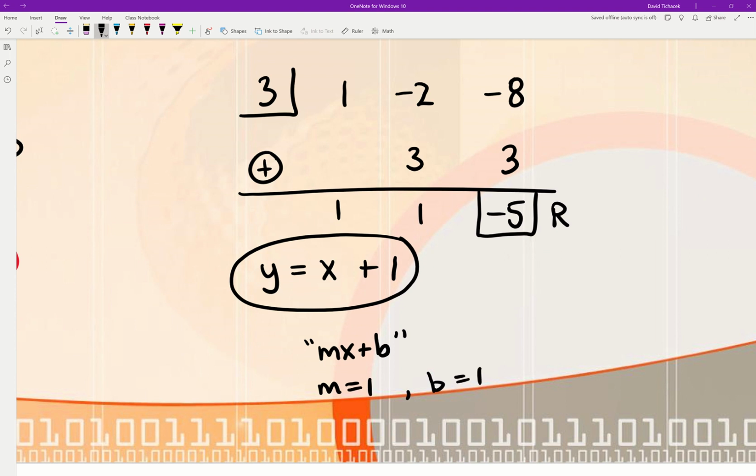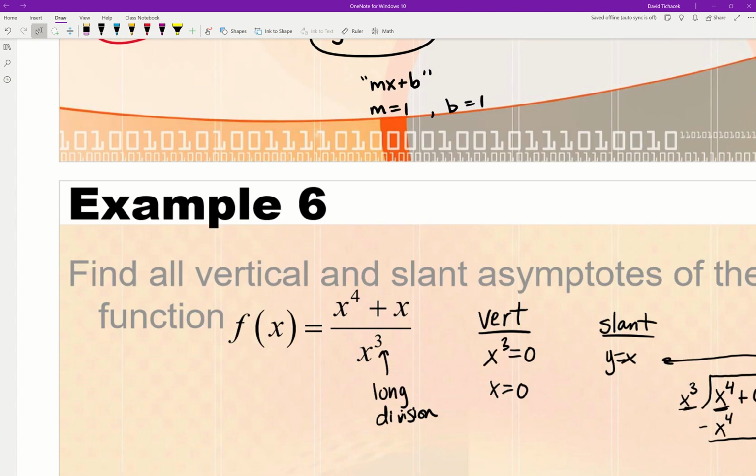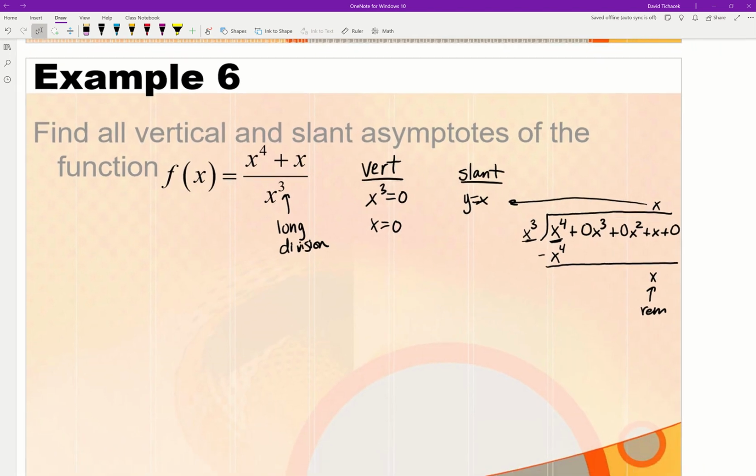Again, that creates that slant asymptote for us, so we can go ahead and plot that using the slope and the y-intercept as a dashed line. Again, that's going to be another boundary line that we'll never touch or cross.